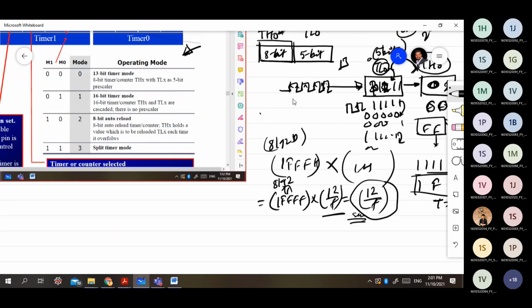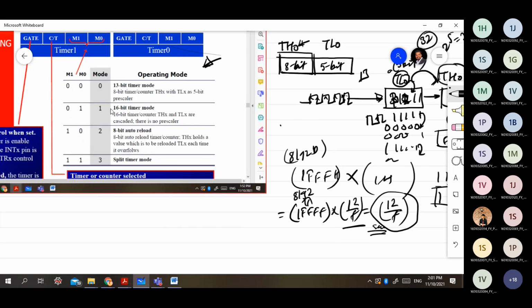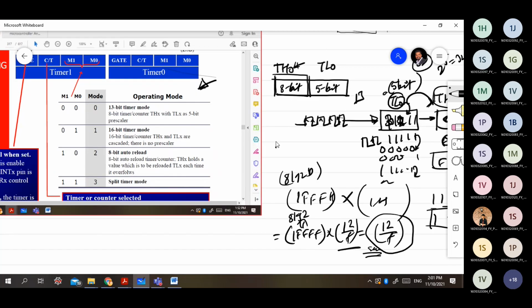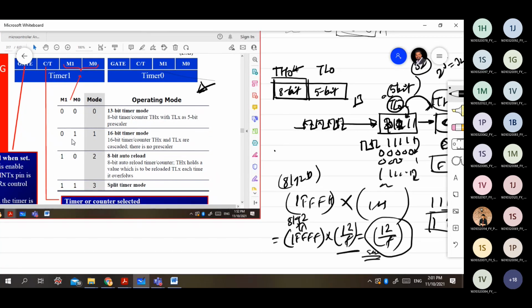ठीक है. उसके बाद now we are having mode 1. Now can anyone tell me mode 1 में क्या होगा? Now it's a 16 bit. I have just explained enough regarding mode 0. Now you tell me what will happen in mode 1. So mode 1 is a 16 bit timer mode. अब इसमें क्या होगा? Mode 1 में it allows a 16 bit timer.